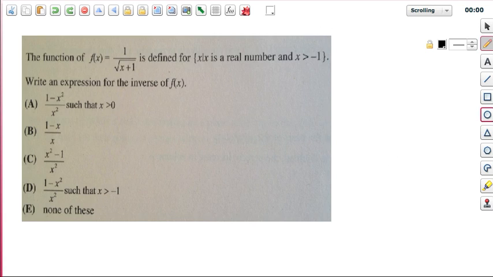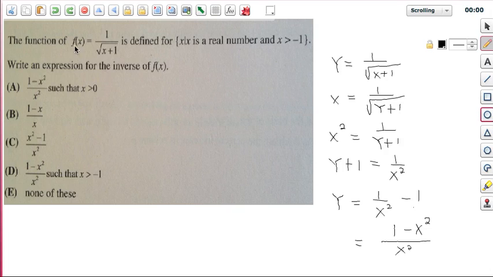Here's the next question. I want you to pause the video and try this. Take no more than a minute. The function f of x is 1 over square root of x plus 1 for all real numbers where x is greater than -1. We want to write an expression for the inverse of that. Recall that the rule for doing the inverse is rewriting this function as y is equal to 1 over square root of x plus 1 as it appears here. Then what you want to do is trade x and y. So that's what we did here.